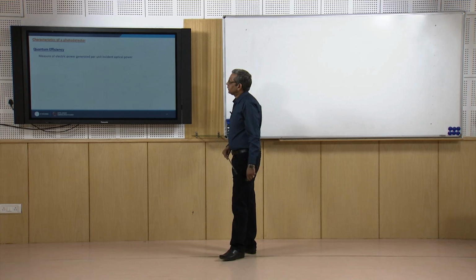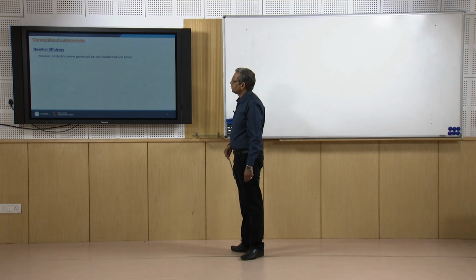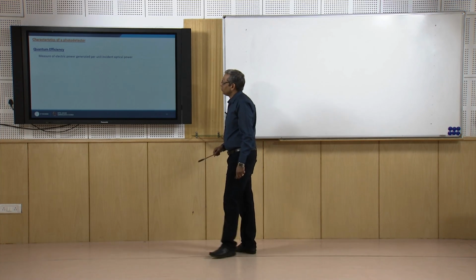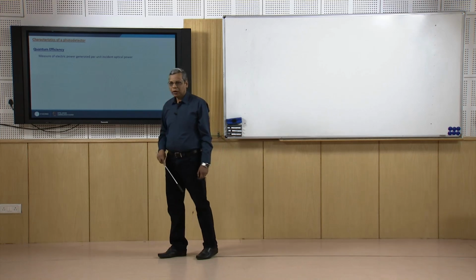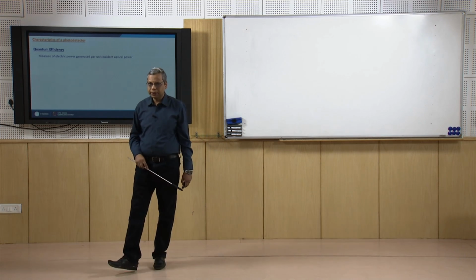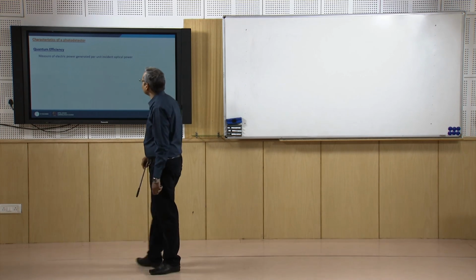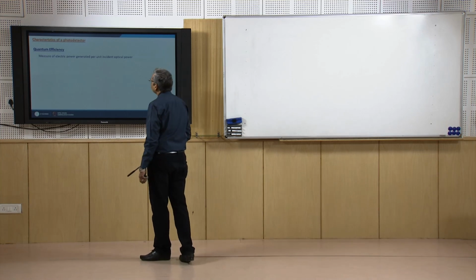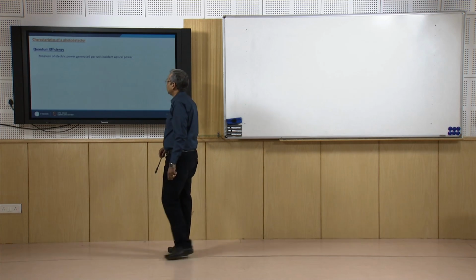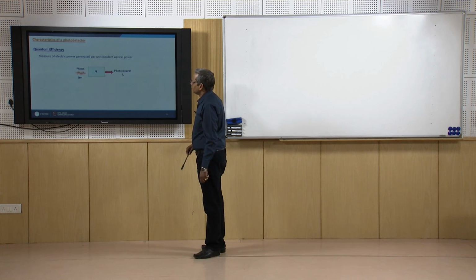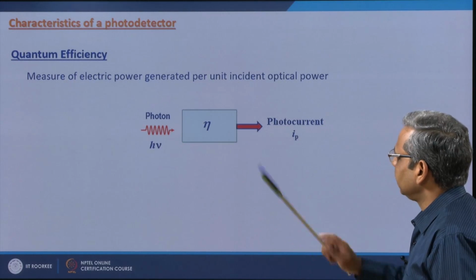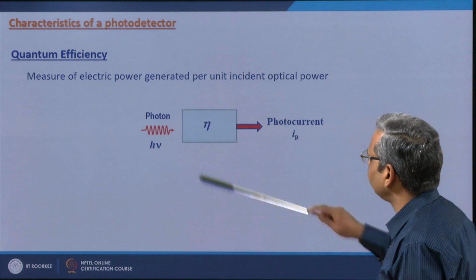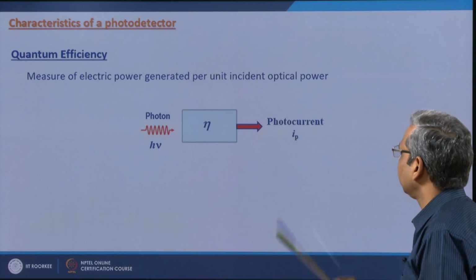What are the various characteristics of a photodetector? Well, one is quantum efficiency, how efficiently I can convert optical energy into electric energy. It is a measure of electric power generated per unit incident optical power. So, you have the semiconductor material, you have incident photons and you generate photocurrent.